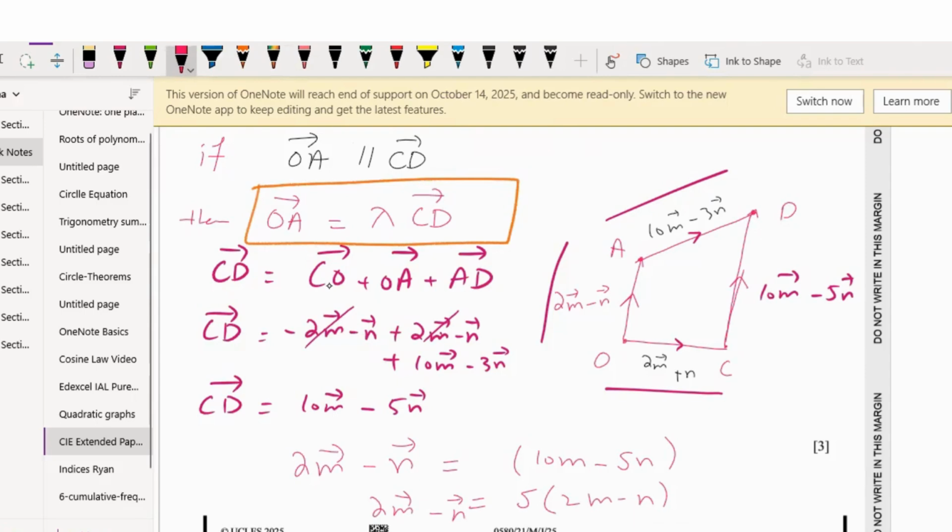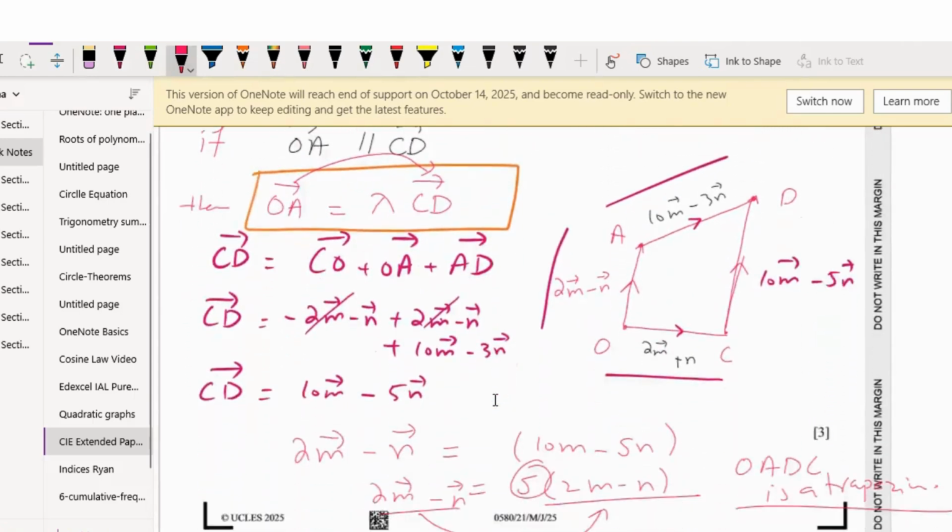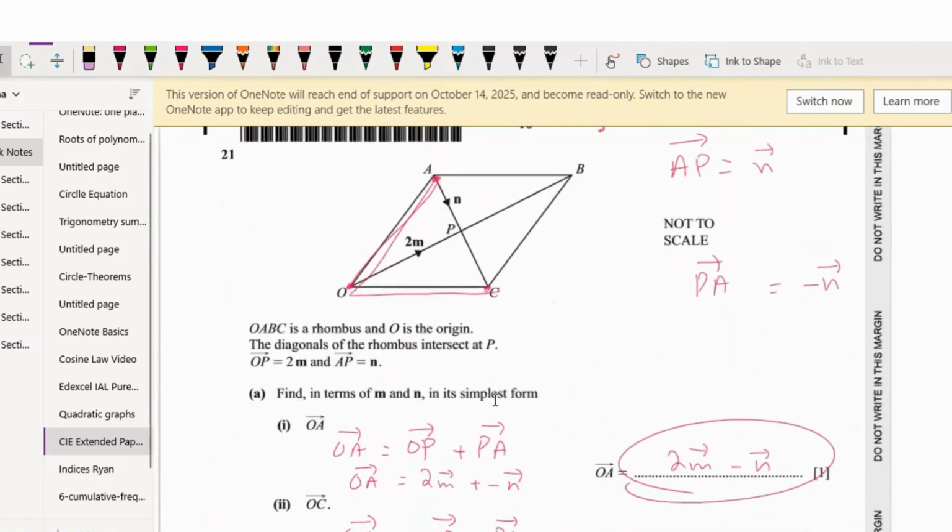You notice OA and CD are equal to each other, yes, but with lambda times something, a lambda factor multiplying with something in order to make them equal. So yes, that lambda is 5 here, which proves that OA and CD are parallel to each other, and if they are parallel, OADC is a trapezium. Okay, that is what you wanted to prove for question number B, part B. So we are done with question number 21.